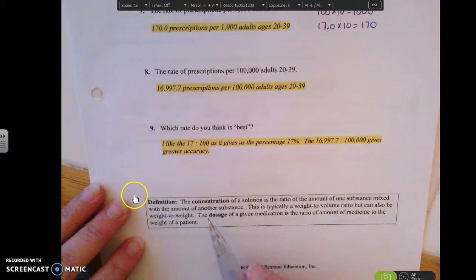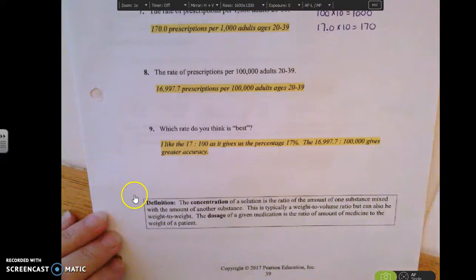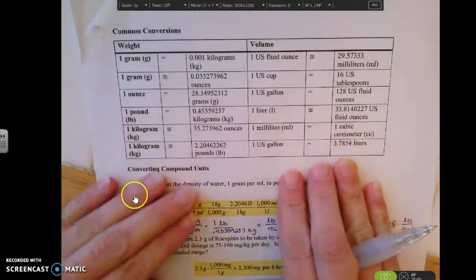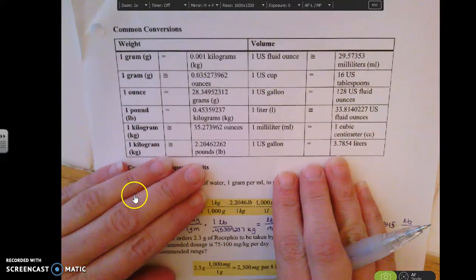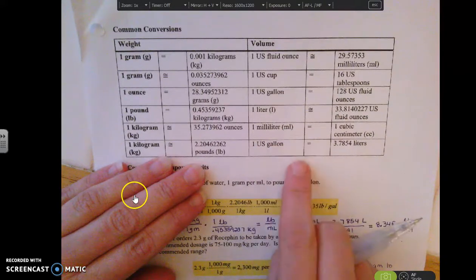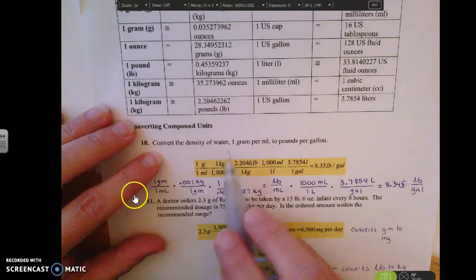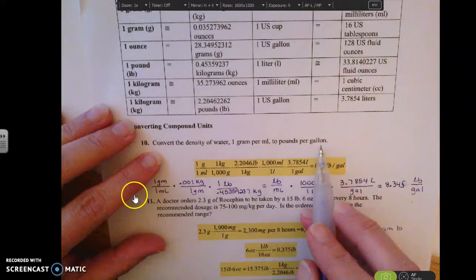All right, the last thing we're going to talk about is concentrations. And this is a very common thing, especially in nursing or even as a parent, if you're trying to make sure you're giving your child the correct dosage of medications. Okay? So this chart is very important. You will have this chart on your test because you have your guided workbook. This chart has a whole lot of conversions. You could possibly go out on the internet and find other conversions. So the first question says, convert the density of water, 1 gram per milliliter, into pounds per gallon.